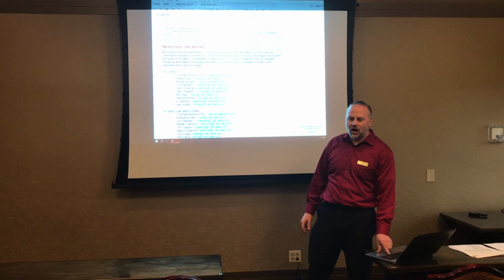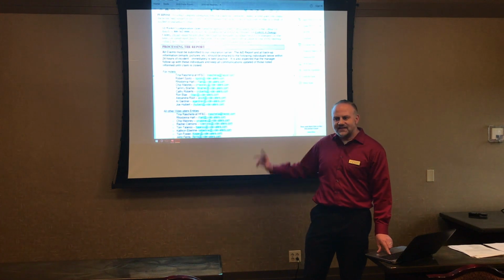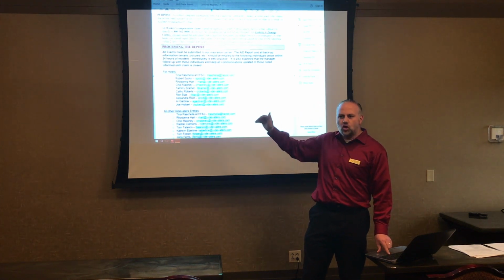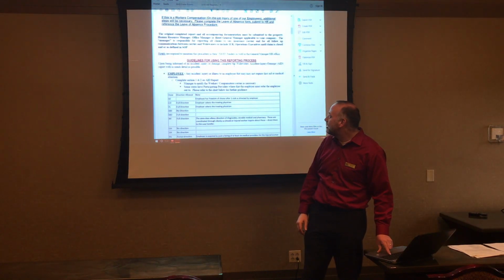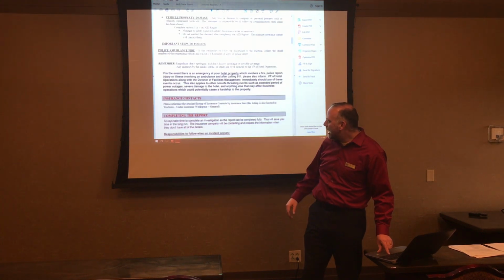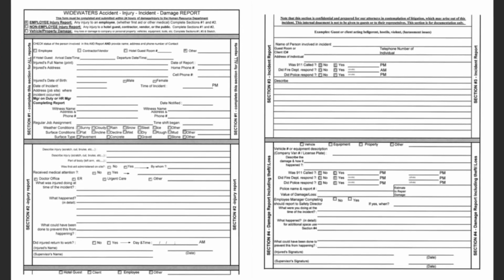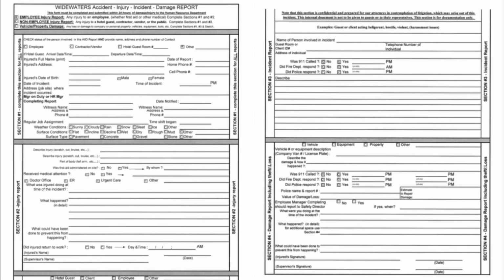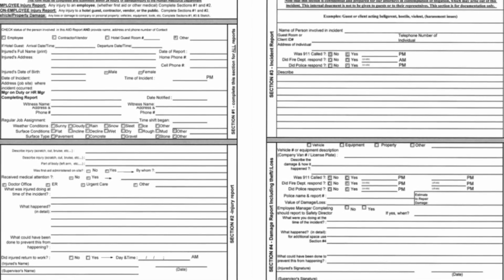We've got it attached here, and I forgot to print and hand it out, but you're going to see at the end of the slides who it goes to internally on this whole process of the incident report. It falls under various things related to HR. So we're going to move on to the form portion. It's the Widewaters Accident Injury Damage Report right at the very top. We're going to start looking at the form portion of that document.